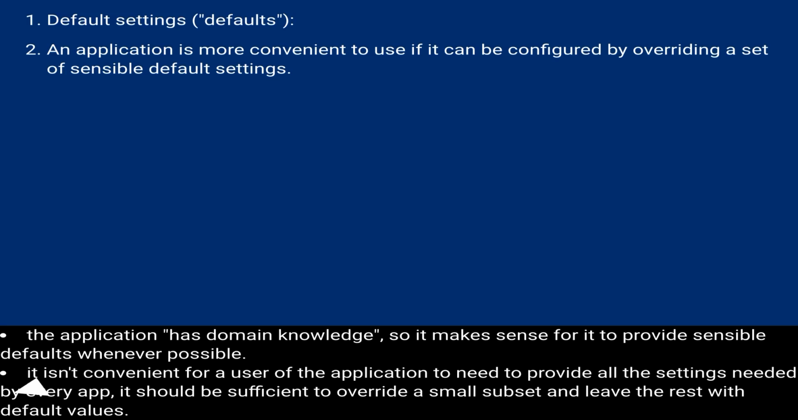Default settings, defaults. An application is more convenient to use if it can be configured by overriding a set of sensible default settings. The application has domain knowledge, so it makes sense for it to provide sensible defaults whenever possible. It isn't convenient for a user of the application to need to provide all the settings needed by every app. It should be sufficient to override a small subset, and leave the rest with default values.